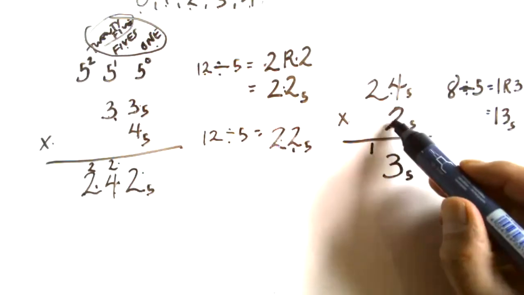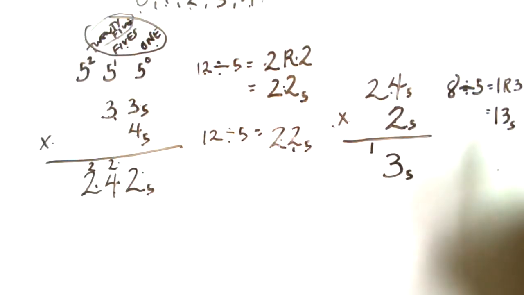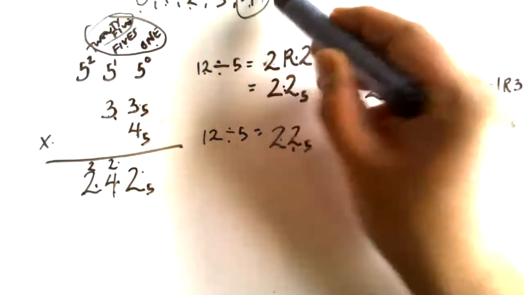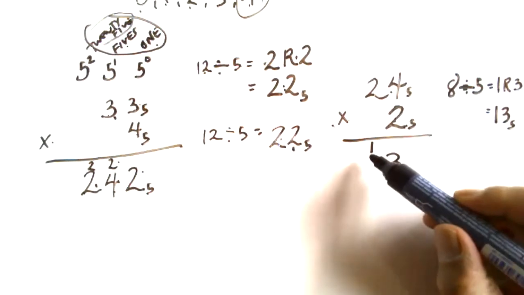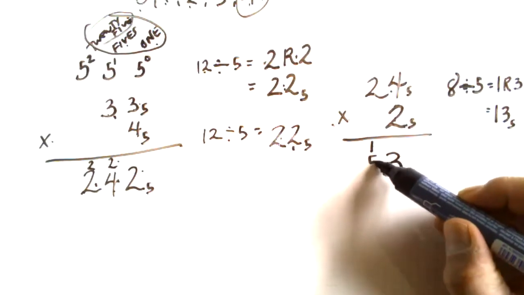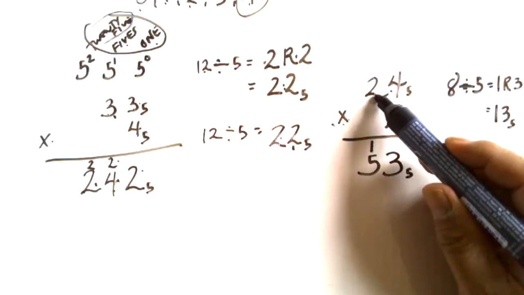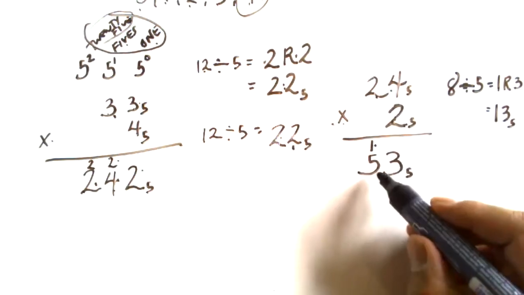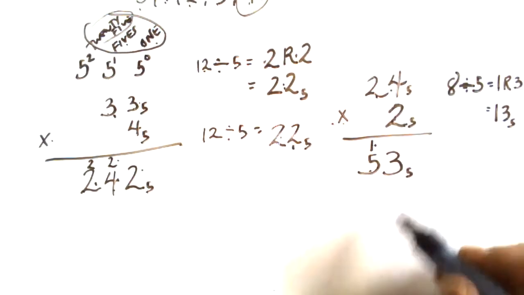So the next thing would be 2 times 2 is 4. Can we write 4? Yes, we can write 4. But that's 4 plus 1, that will be 5. 2 times 2 is 4 plus 1 is 5. So your answer is 5 3 in base 5.